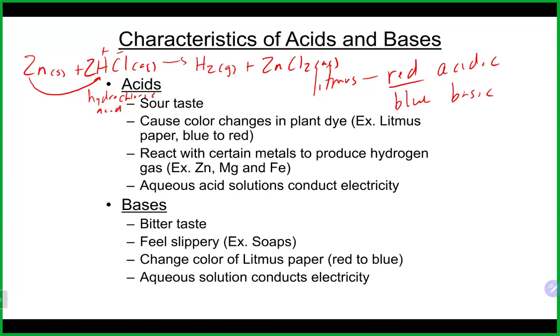And bases, on the other hand, have a bitter taste, so don't taste any of these things in lab, obviously. They feel very slippery. A lot of soaps, like drain cleaners and stuff like that, are bases. I think you can still go to Home Depot and buy sodium hydroxide to clear your drain. There are a lot of warning labels on that one, rather than a Liquid Plumr one, but you can buy that. It also changes litmus paper to blue, as it's basic.